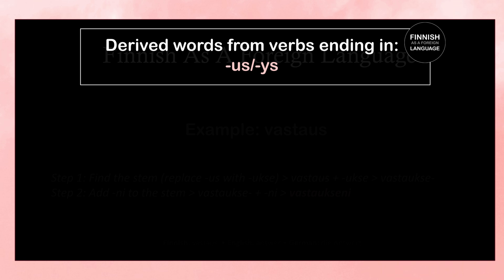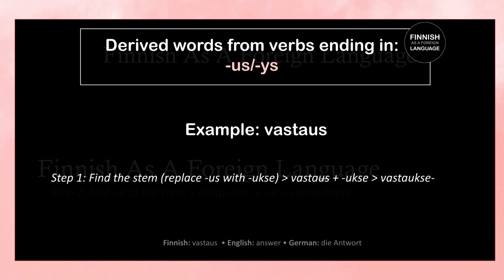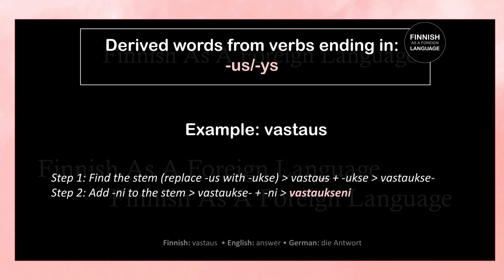Next one, rule number 11b, derived words from verbs ending in -us or -ys. Here's one example. Vastaus means answer. In order to find the stem, we have to replace the -us ending here with -uxa. So vastaus changes to vastauxa. And then in the second step, we add -ni to the stem, which means we have vastauxa plus ni, and we receive vastauxeni, which means my answer.